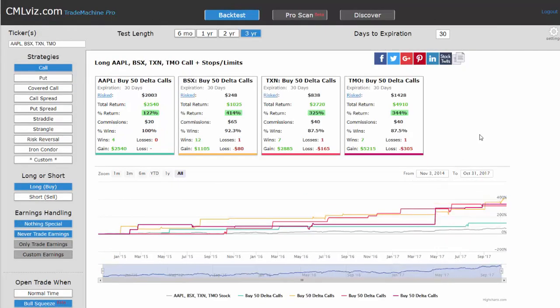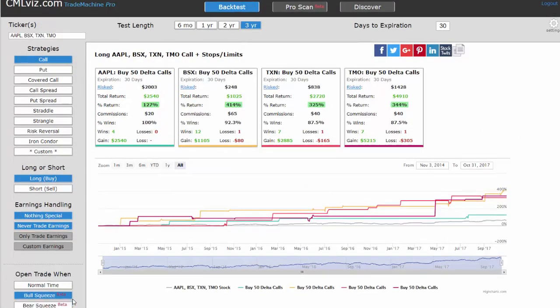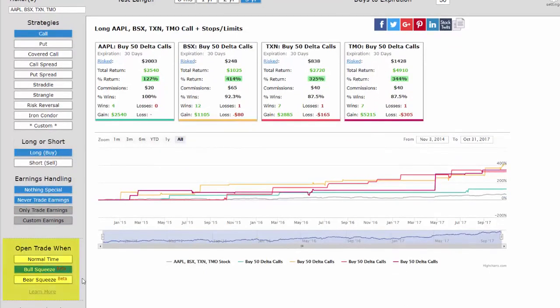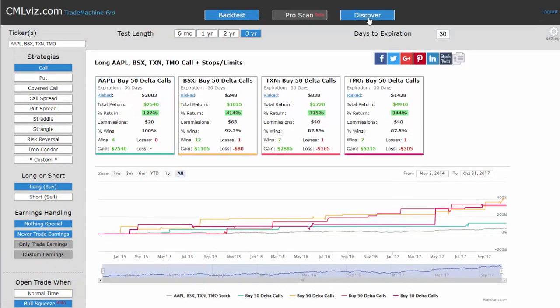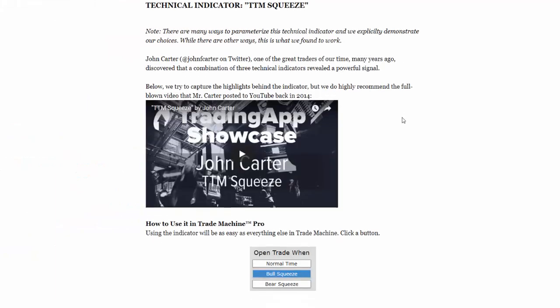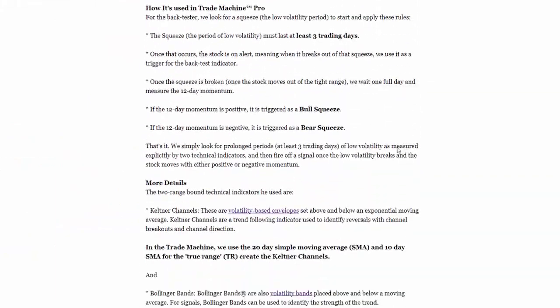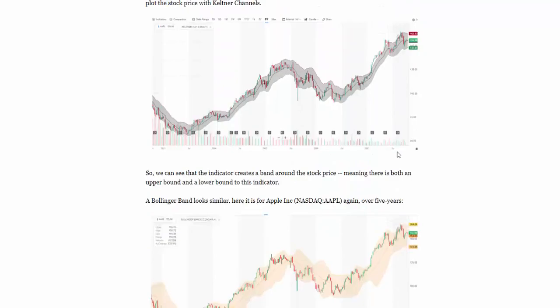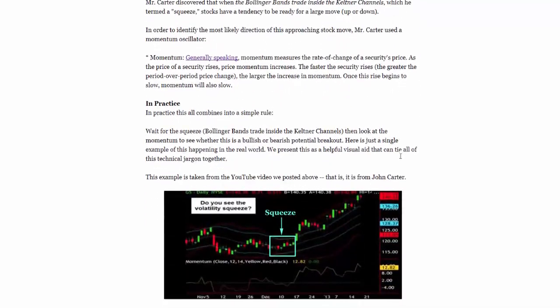For an explanation, or really an understanding of what a squeeze means, a bull squeeze or a bear squeeze, you can click on the Learn More link below the Open Trade When section, or you can just go to the Discover tab and look under Frequently Asked Questions, and we have an entire dossier on technicals in the TTM Squeeze. If we tap on that link, we'll see a full description of what's going on, how we measure it, how it was discovered, what it means, why it hypothetically could work.